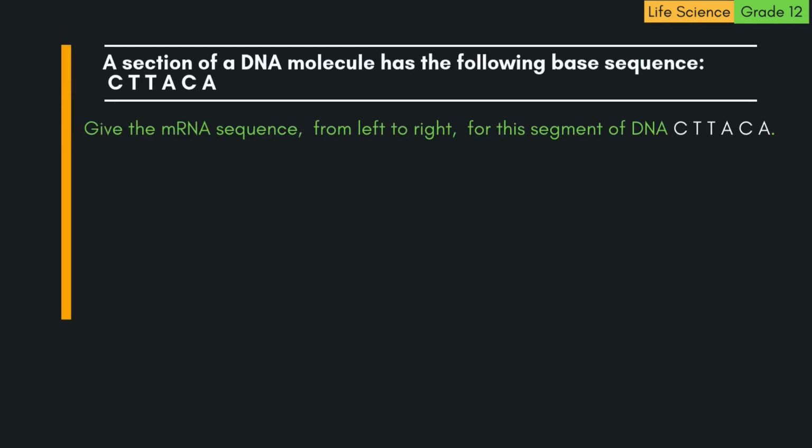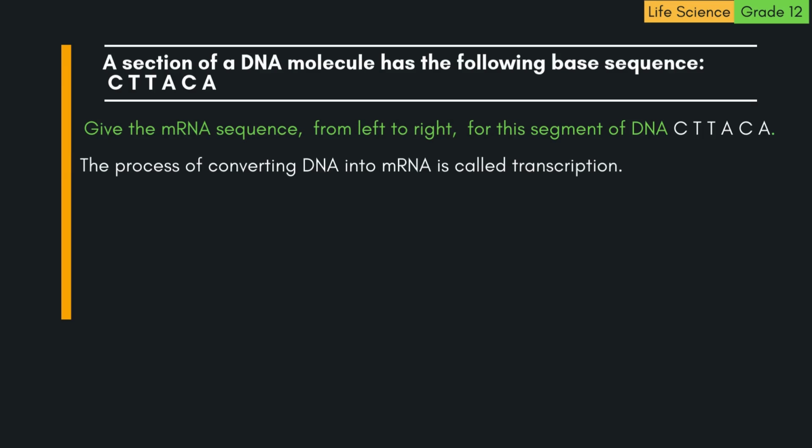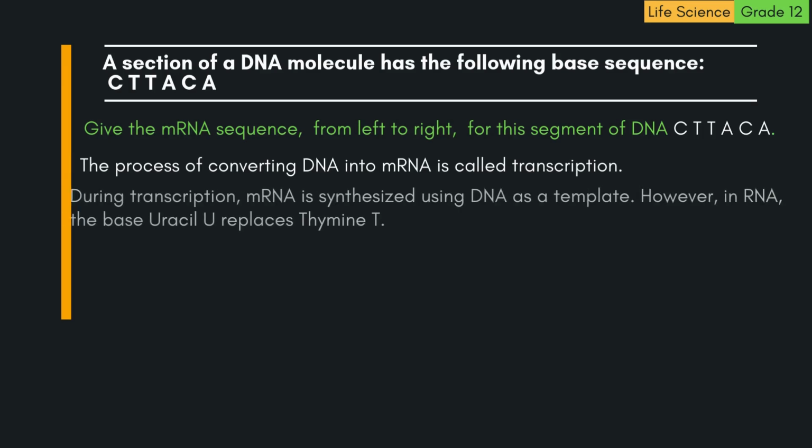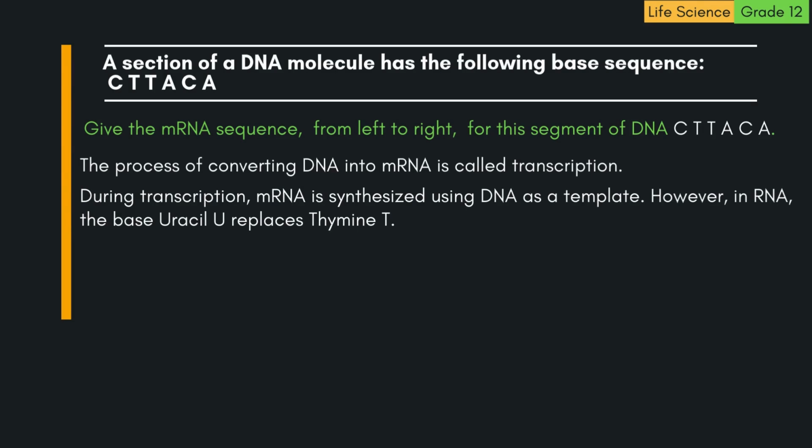Question. Give the mRNA sequence, from left to right, for this segment of DNA C, T, T, A, C, A. The process of converting DNA into mRNA is called transcription. During transcription, mRNA is synthesized using DNA as a template. However, in RNA, the base uracil U replaces thymine T.